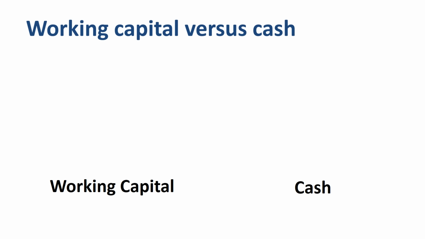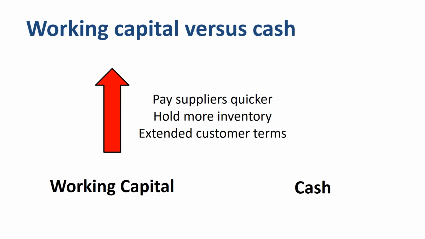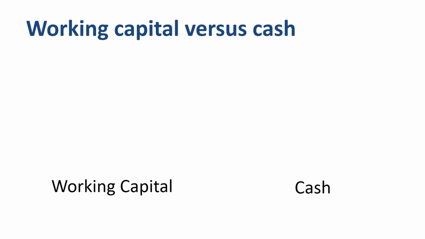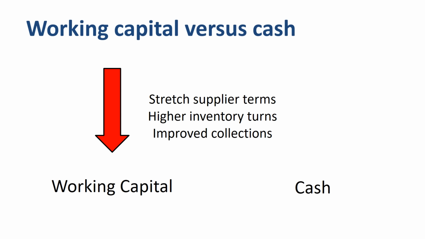What is the relationship between working capital and cash? Let's say that your children's toys company decides on three actions: paying suppliers quicker than before, holding more inventory, and granting customers extended terms. This drives working capital up and cash down, possibly triggering the need to go out for more financing. If, however, you stretch supplier terms, pay them later, achieve higher inventory turns, and improve the collections of payments from customers, your working capital would decrease, and as a result your cash would increase, possibly increasing the opportunity to pay down loans or pay dividends.